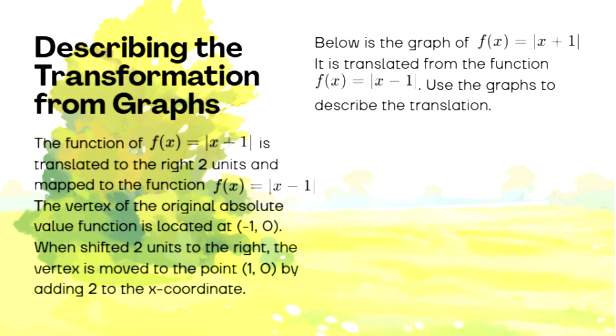So I don't know why I had that. I guess it doesn't matter. The vertex in the original was at (−1, 0), and in the new one it's at (1, 0) because it moved 2 units to the right.